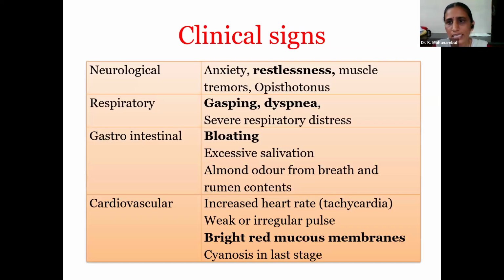The animal will exhibit clinical signs of anxiety, restlessness, opisthotonus, and muscle tremor. Respiratory signs include gasping, dyspnea, and respiratory distress. Bloating is the common clinical sign, along with salivation and almond odor from the breath or rumen fluid. We observe many such cases in cyanide poisoning. Brick red mucous membrane occurs because of oxyhemoglobin, and irregular pulse and tachycardia will be encountered.